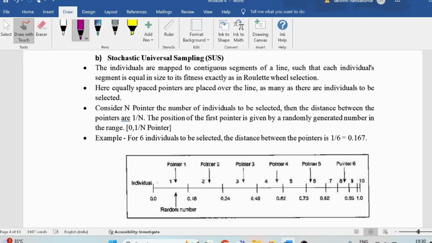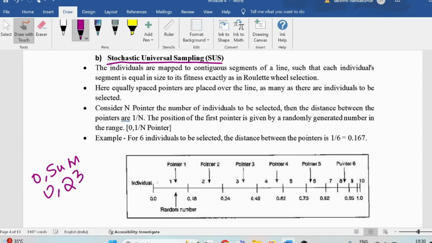The next method for selecting the best individuals out of a population is called stochastic universal sampling. In roulette wheel we saw that everything was inside a wheel-like form. Here what we are going to do is map the value, say 0 to some value. In our example the value was 0 to 23.